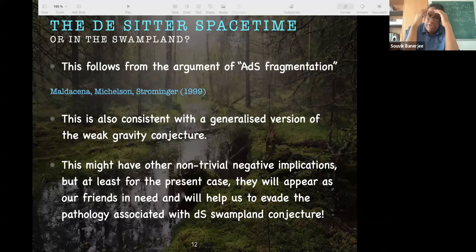The argument is as follows. Maldacena, Michelson, and Strominger showed in 1999 that if you have a p+2 dimensional AdS spacetime and a p+2 form flux, then there are p-branes which are charged with respect to the flux, and they can nucleate and extend towards the boundary of the AdS. If these branes nucleate, then the AdS is left with less charge, and the nucleation of multiple such branes will discharge multiple units of charge, and the AdS space will be separated into a stack of nucleated branes. This is what is known as fragmentation.